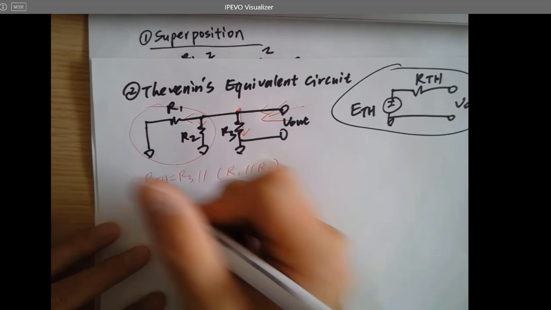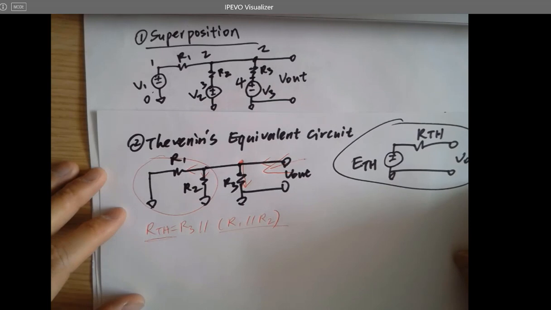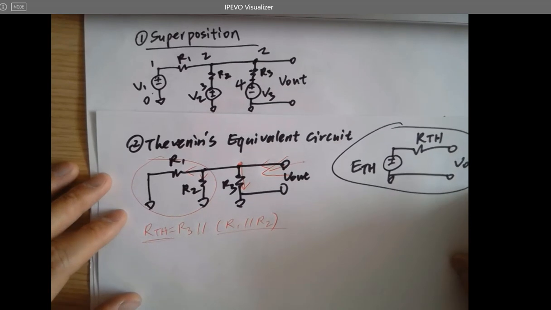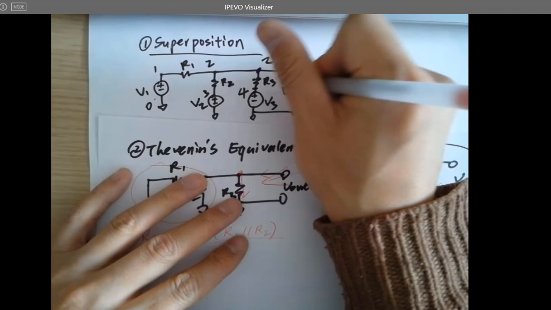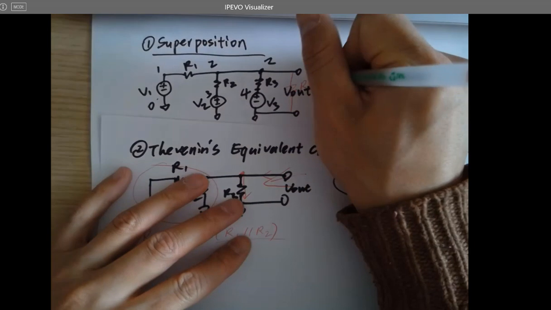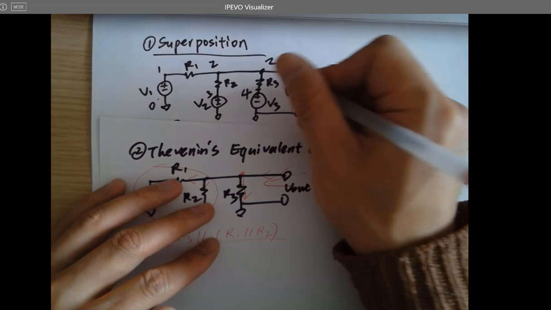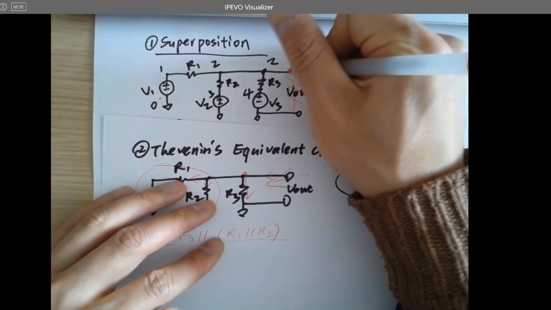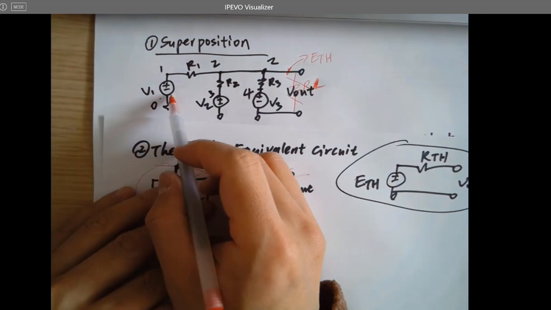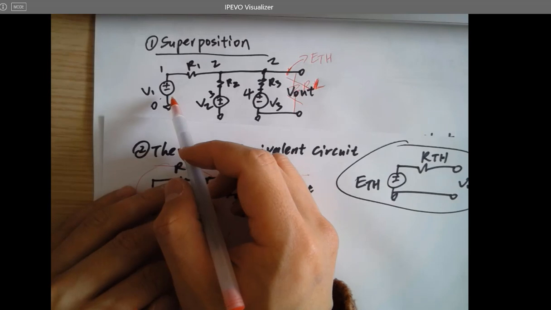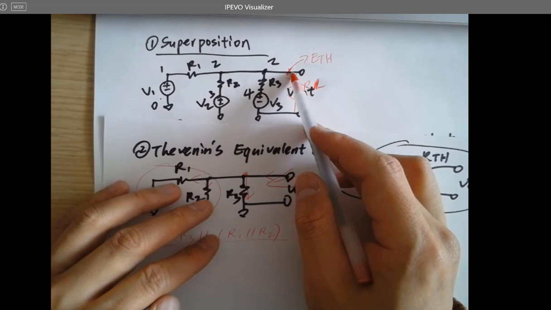So what about ETH? How to calculate ETH? You don't have a load. So imagine you have a load, RL, a load resistor, whatever device is being driven by this circuit. You need to remove the load first and then look at what's the voltage here. That will be the ETH. But you have to keep all the sources in the circuit, like voltage sources, because you have to calculate all the contributions to the output voltage.